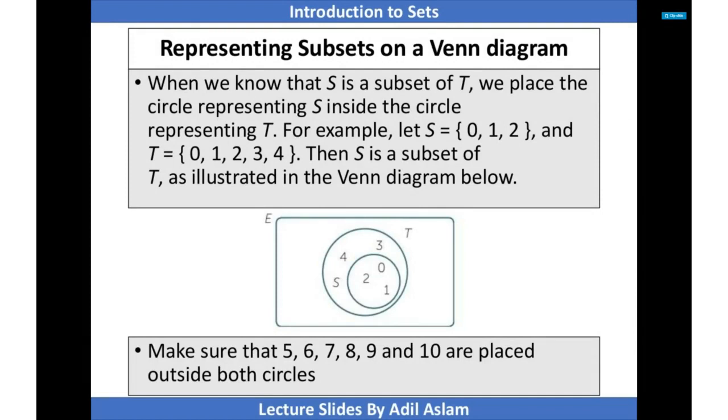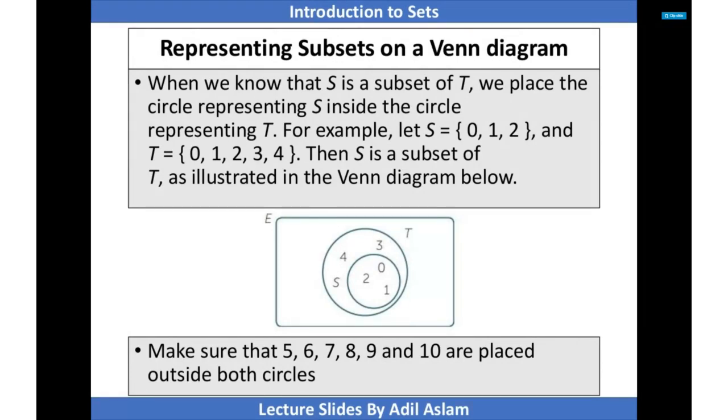So you can represent subsets from different perspectives in a Venn diagram. Look at the example provided there. If S is a subset of T, then the circle representing S is placed inside the circle representing T. Okay. Then the elements that are not part of S but are part of T can be represented outside.